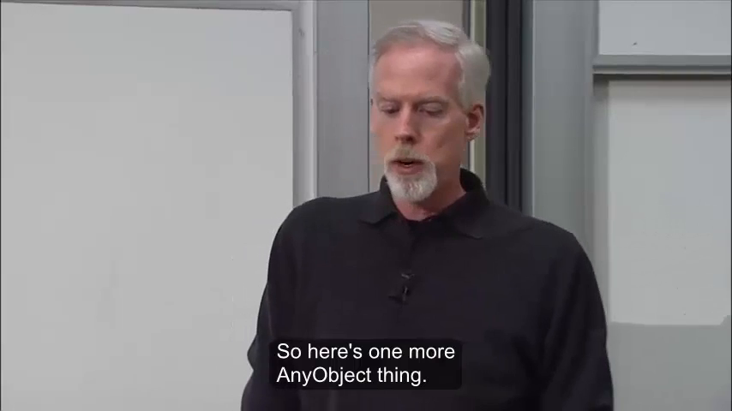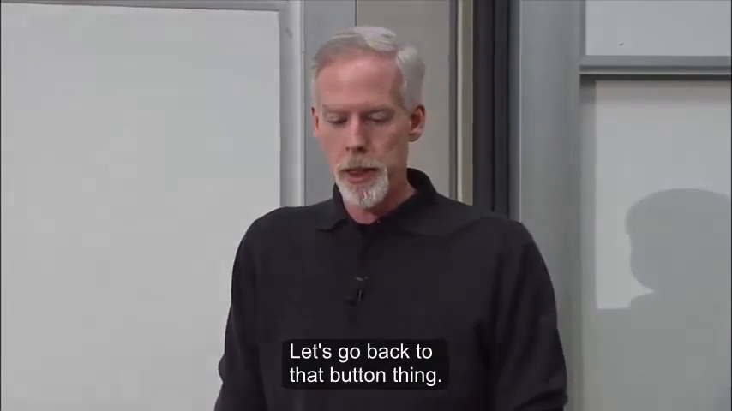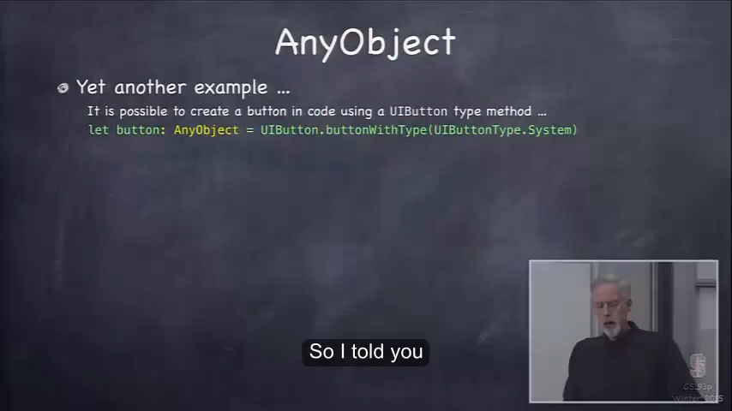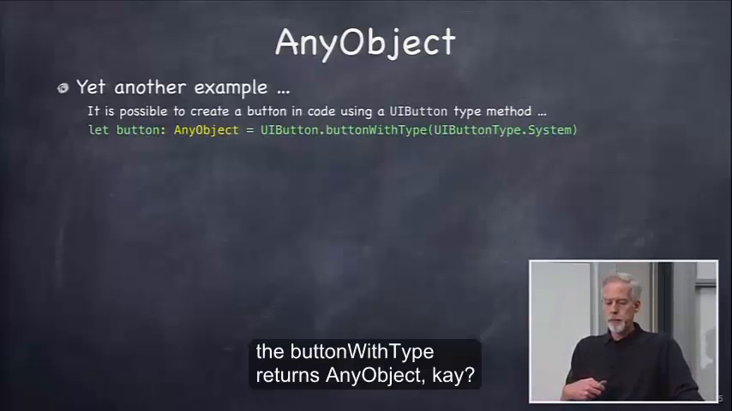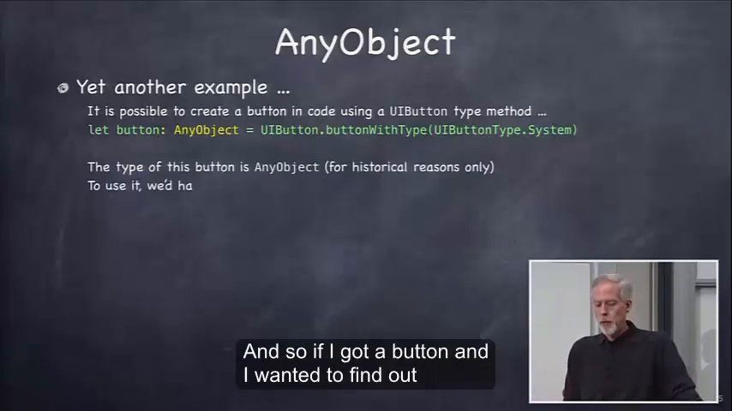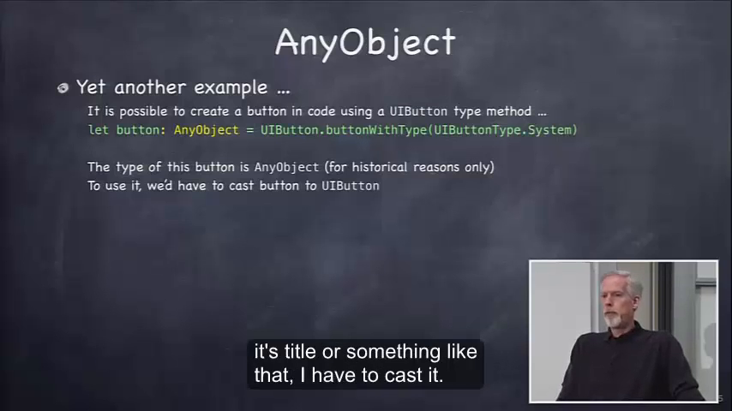So here's one more any object thing. Let's go back to that button thing. So I told you the button with type returns any object. Okay? And so if I got a button and I wanted to find out its title or something like that, I have to cast it.